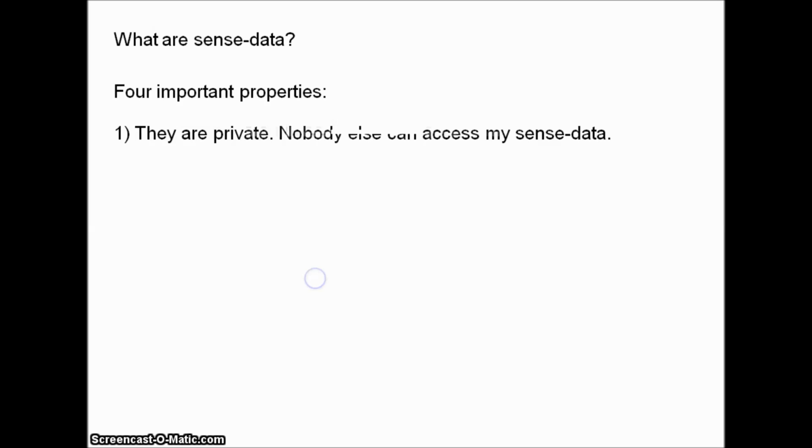There are four important properties that sense data are held to have. Firstly, they are private. So that is, nobody else can access my sense data. Only I can experience them. They exist in my head, my mind. I can tell other people about them, I can talk about them to other people, but no one else can access them like I can.